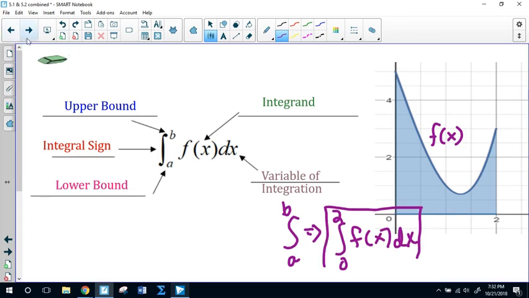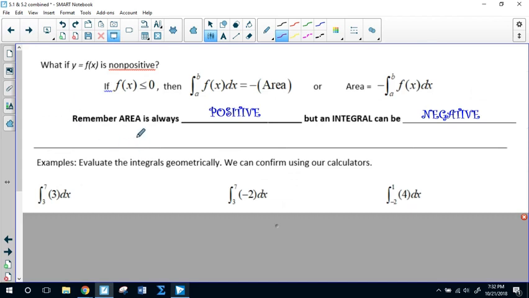Okay, so let's do a couple of practice problems here. Oh, before the practice problems, let me just go a little bit further with some understanding. So if the function is non-positive, meaning that's below the x-axis, so less than or equal to 0, then you can think of the integral from a to b being equal to the negative area between the curve and the x-axis, or you can think of area being equal to the opposite of the integral. This is because area is always positive, okay?